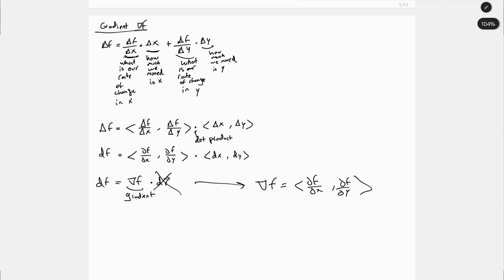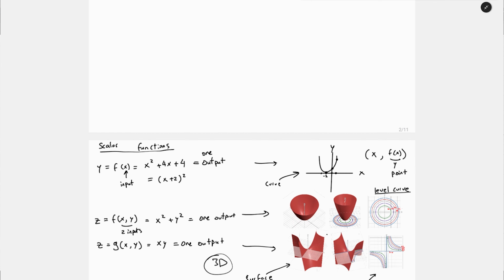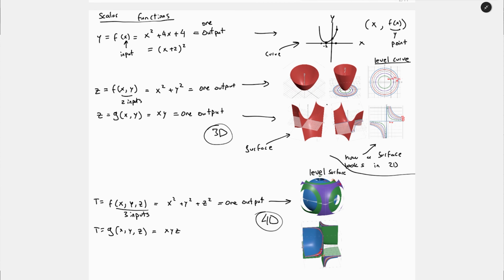So we first introduced the idea of gradient, then I explained scalar functions, how all the inputs go, and with one output we can have many points in space, and they will add up and make a curve or a surface or a 4D shape, which I cannot draw. But then we introduced the idea of level surfaces and level curves here, and we saw examples with those and how the functions look.